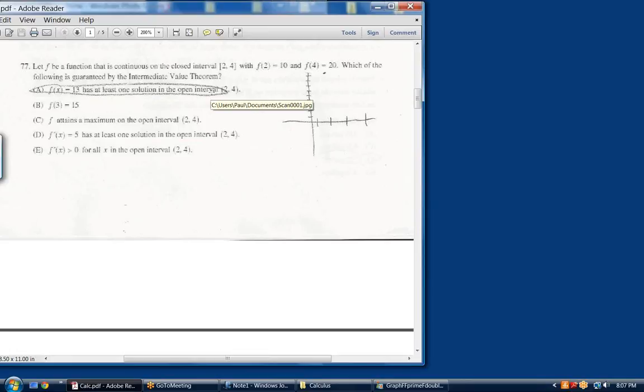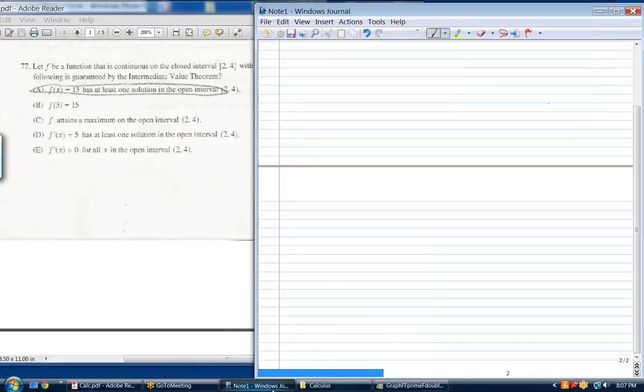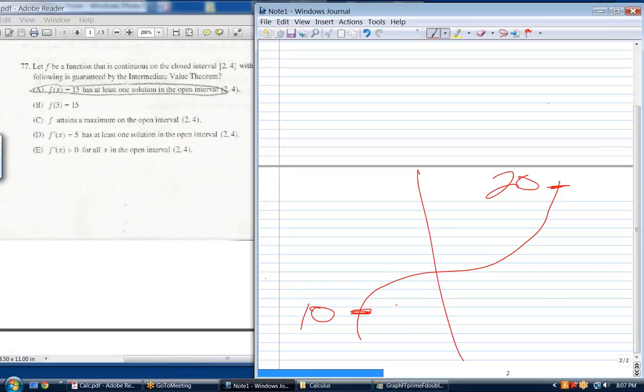Okay, and that's basically all the intermediate value theorem states. So all the intermediate value theorem states is that if I have a function and I know that the value of the function here is 10, and the value of the function here is 20 on the y scale, then if this function is continuous, I cannot get from there to there without going through all values between 10 and 20, no matter how I draw that function.